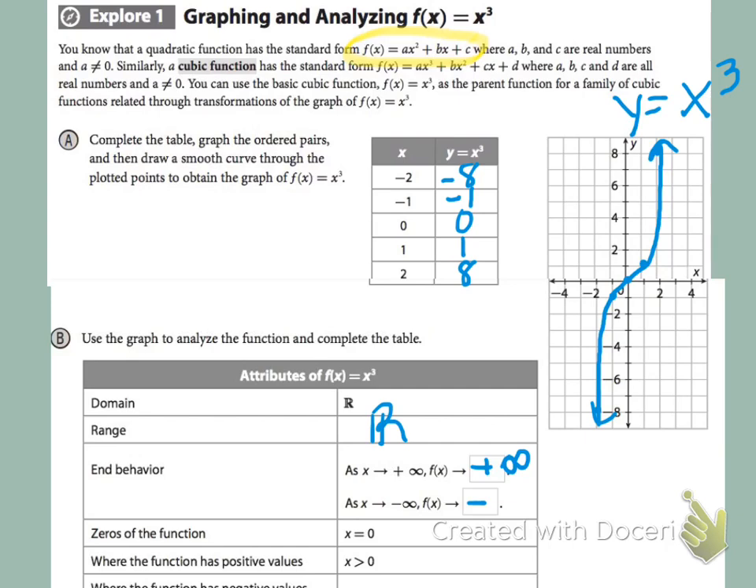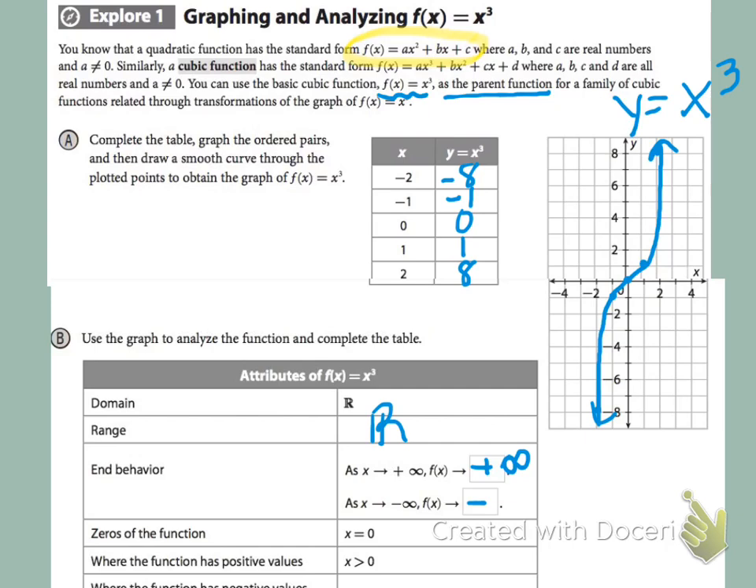You can use the basic cubic function x cubed as the parent function. So remember, that was kind of how we started looking at quadratics too. We looked at x squared, right? We're going to look at x cubed, and that's the parent function, or the most basic function for a family of cubic functions related through transformations of the graph of f of x equals x cubed.